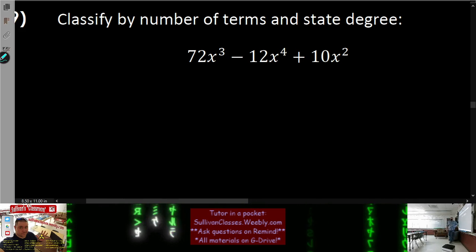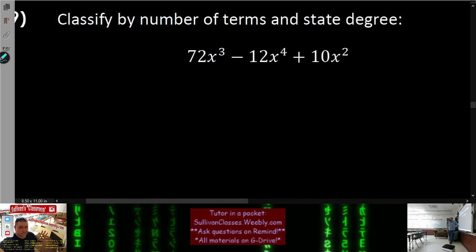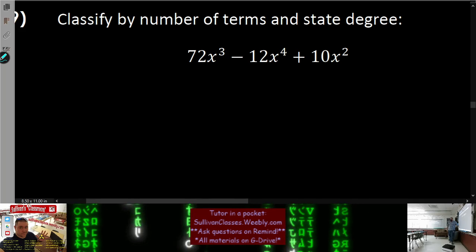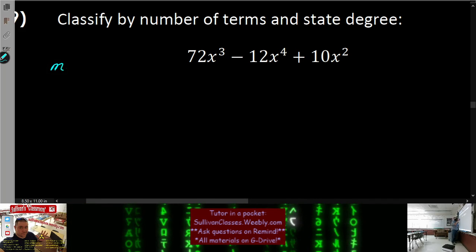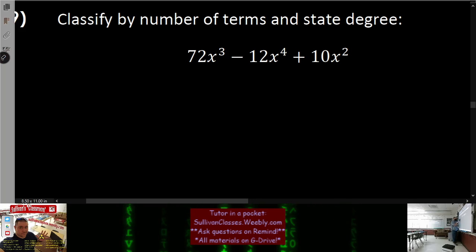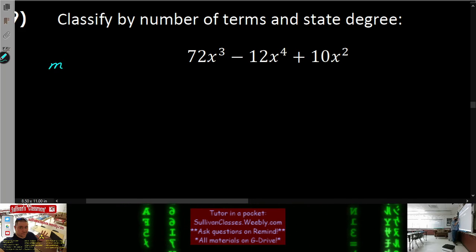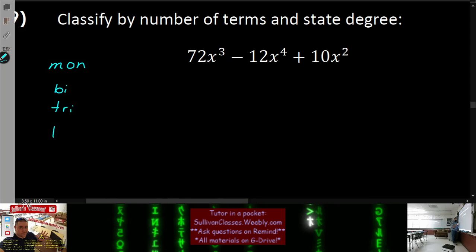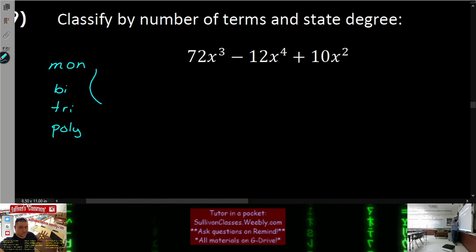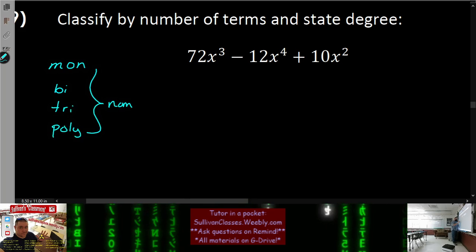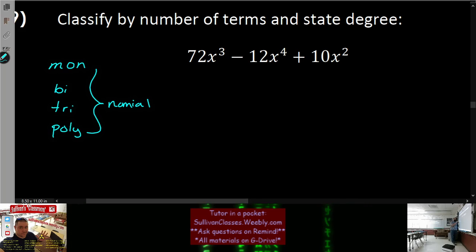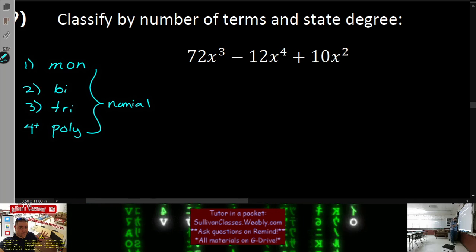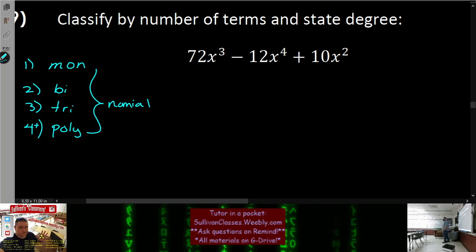Classify by number of terms. Anyone have the slightest clue what that meant? The something-nomials, yes. We have monomials. The prefixes mono, bi, tri, and poly all went with nomial, and they were if I had 1, 2, 3, or 4 plus terms. Question is, what's a term?